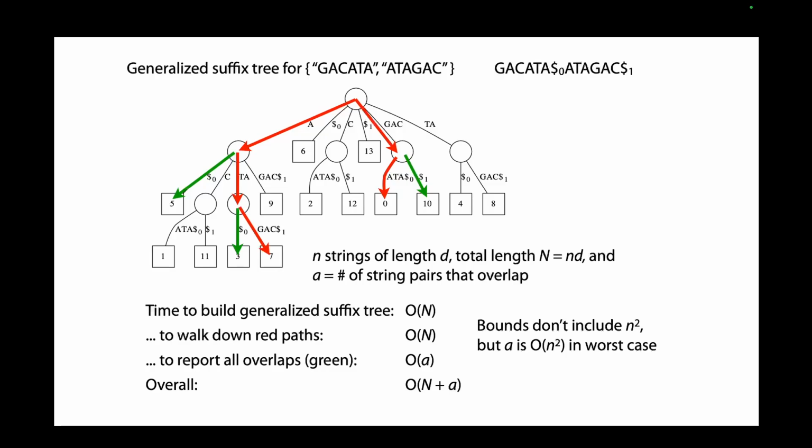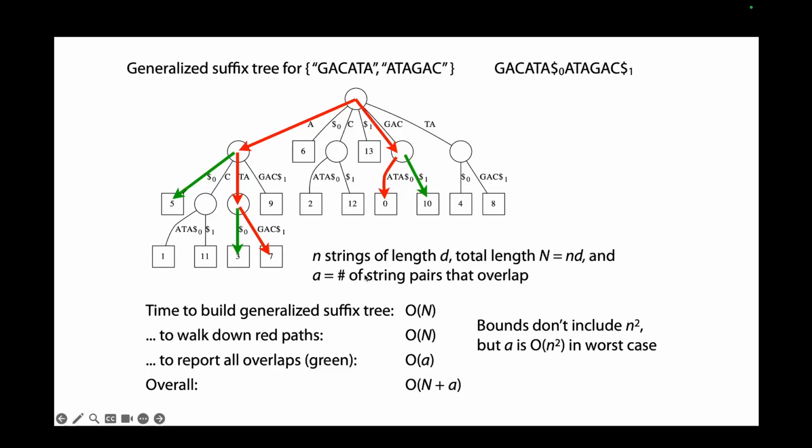This is very time consuming and also computationally intensive. So if you have n strings of length d, and the total length is given as capital N, which is the product of the length of the strings and the number of strings, and A is the number of string pairs that overlap.